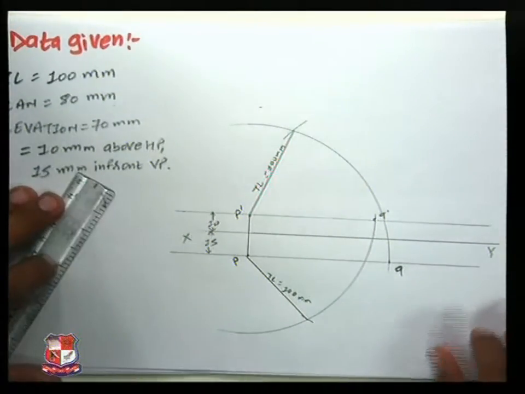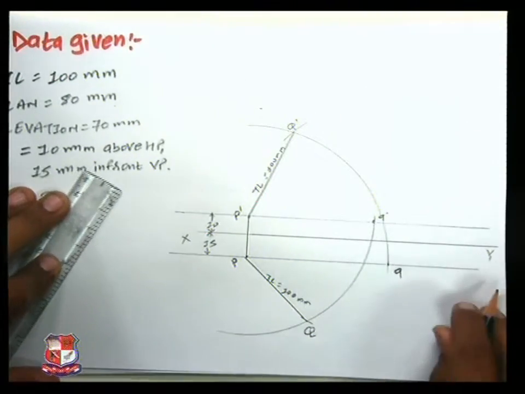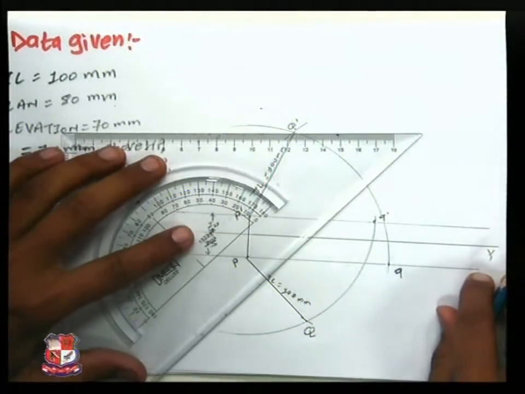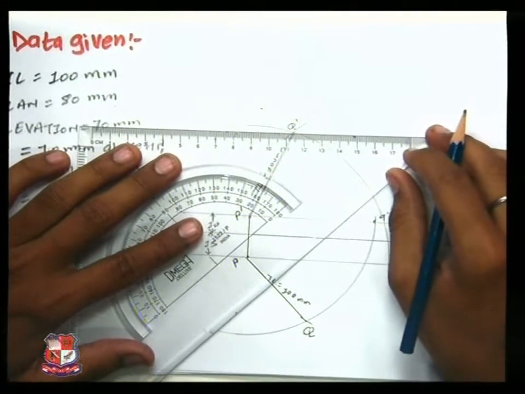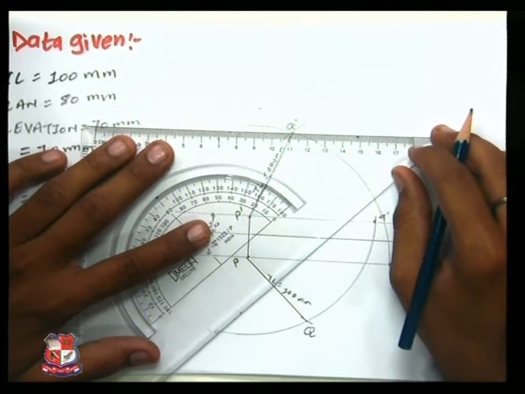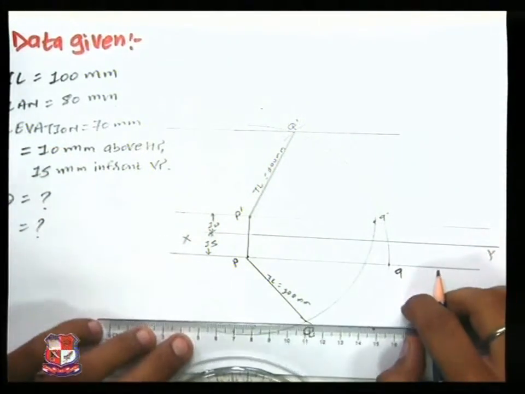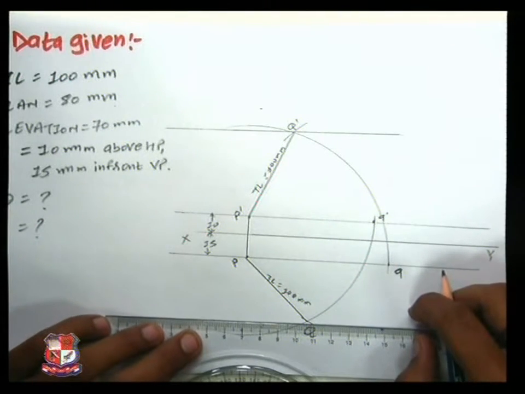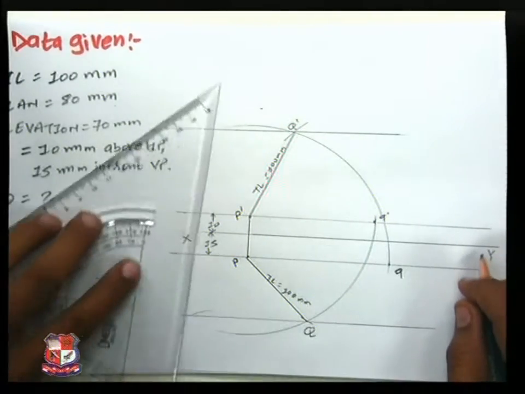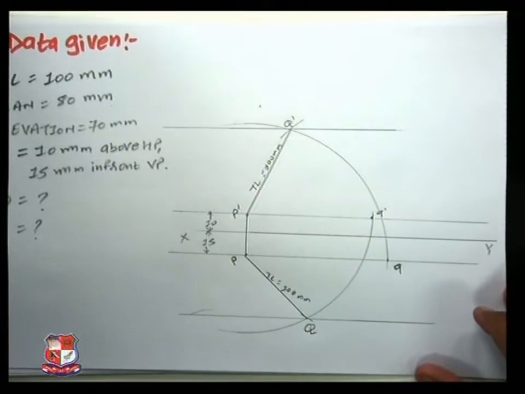Now this point would be called capital Q dash. This point would be called capital Q. From this Q dash and Q, we have drawn a parallel line to the XY line on both sides like this.